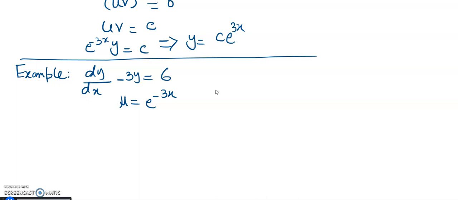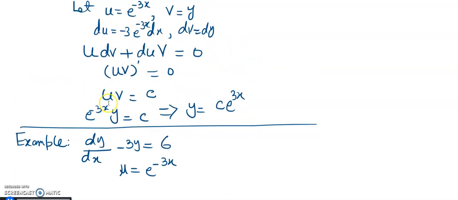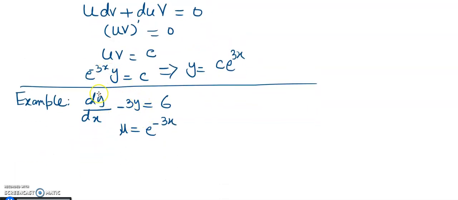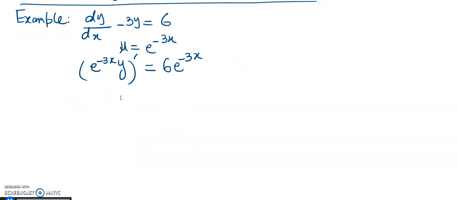So what we will get over here, I will not repeat this. Ultimately, by the integrating factor, the left hand side will be equal to e power minus 3x, which is the integrating factor, times y prime. And then on the right hand side it will be 6 times e power minus 3x, because we have to multiply throughout by the integrating factor. So now we can integrate it.